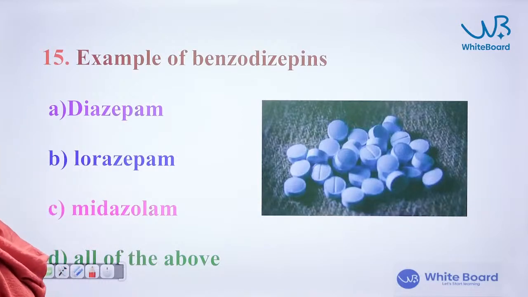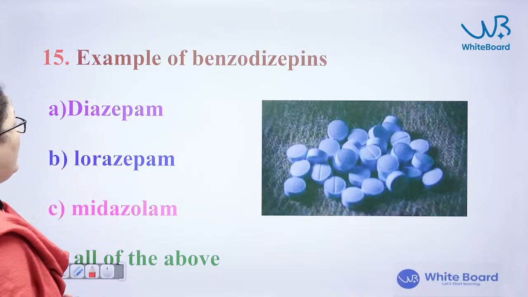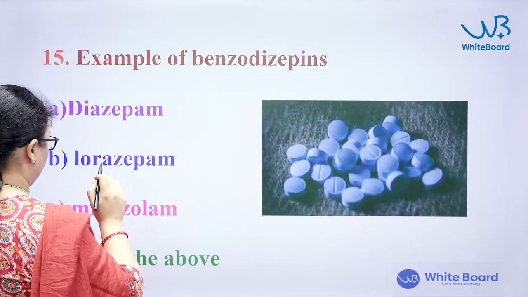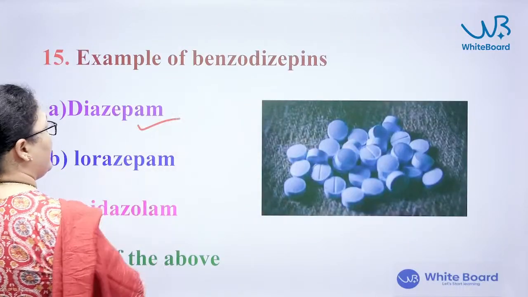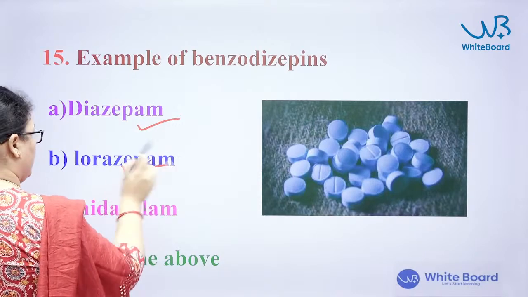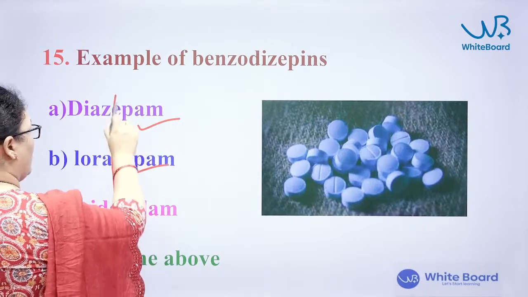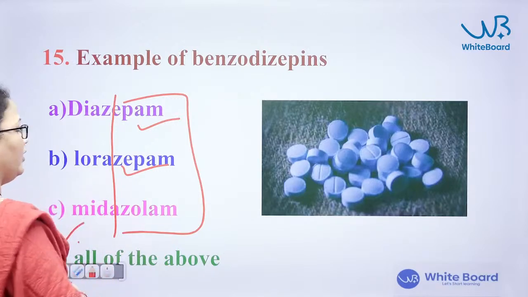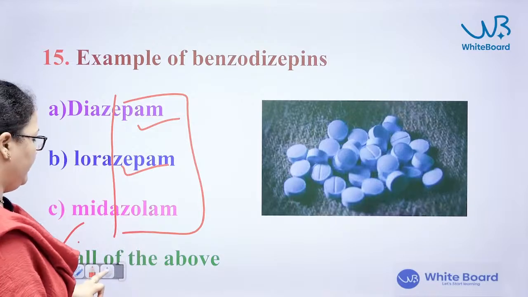Next question. Example of a benzodiazepines. So, they have given a list of drugs, you have to identify. Diazepam, it is a benzodiazepine. Lorazepam, if you see all zepams or zolams will contain the benzodiazepines. Okay. So, correct answer is all the above, that is the option D.